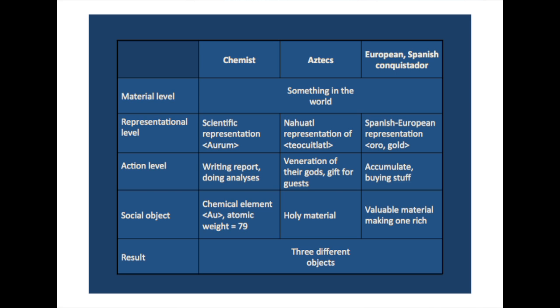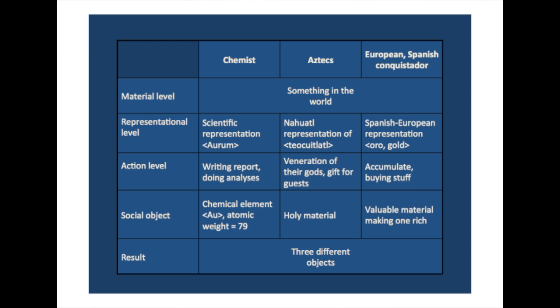The action level was immediately different from the other two professions, or respectively, ethnic groups. The European action level related to gold, as we all know, is accumulate it, get as much as possible, and let's use it for buying stuff, for getting richer and more powerful, etc., etc. So the behavior towards this same thing that was before a something became completely different from, for example, the Aztecs and the chemist. And the social object that was formed out of it was a valuable material that can be used to make yourself rich. Three different things out of the same.